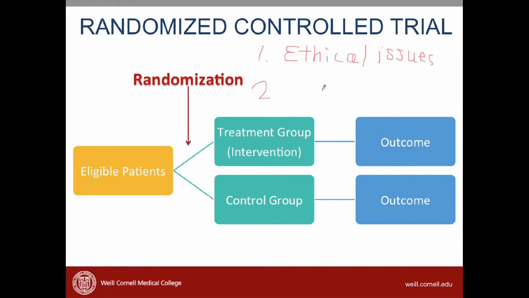Second, the harm outcome may be very rare. You would have to enroll an enormous number of patients in a randomized controlled trial to identify a small number of events. So how can we get around this issue?